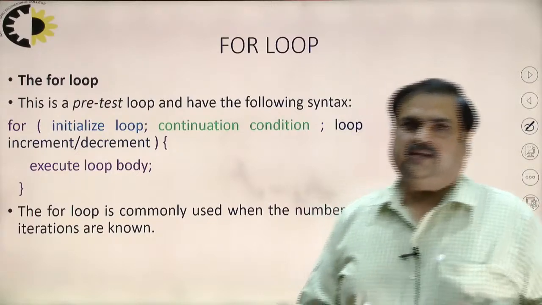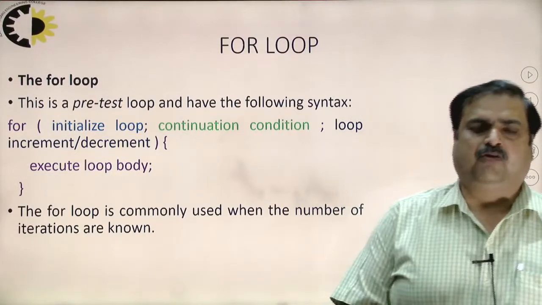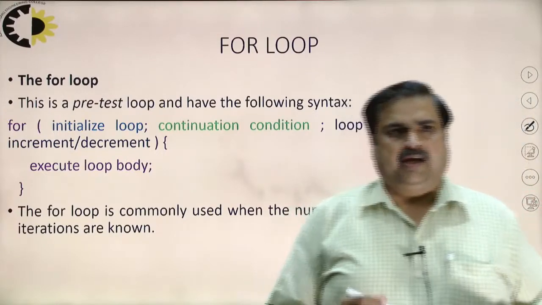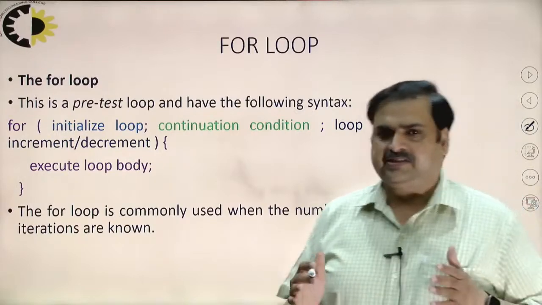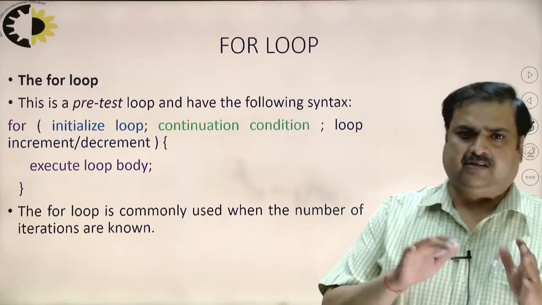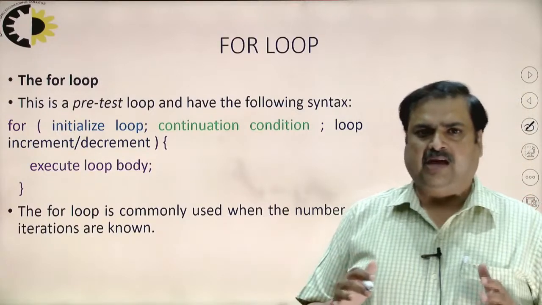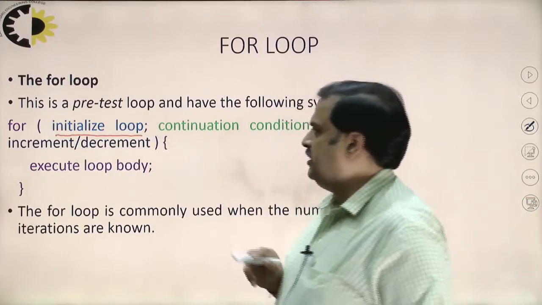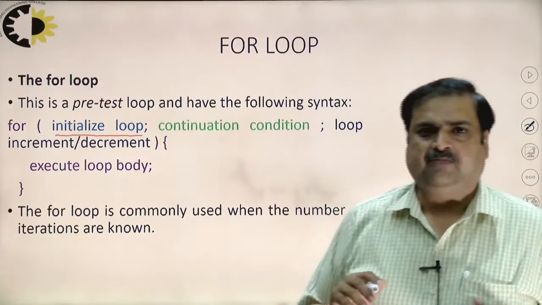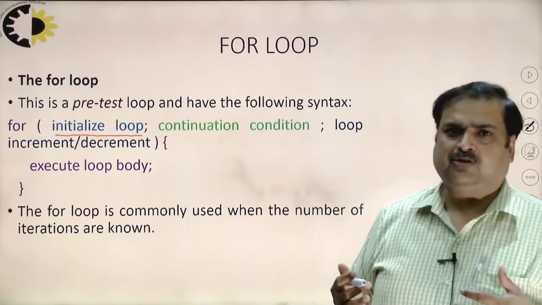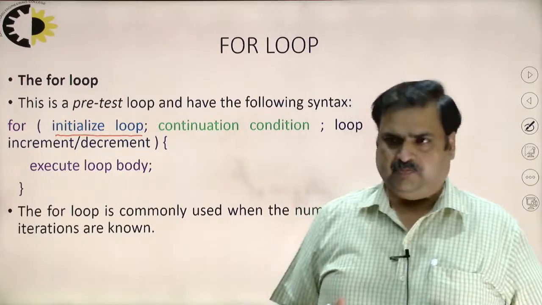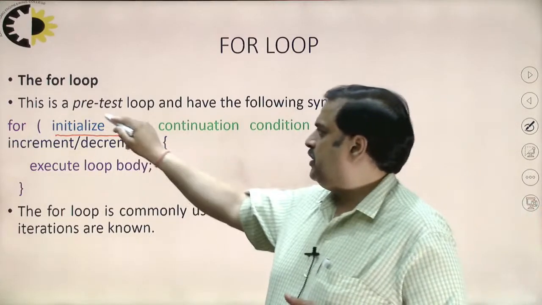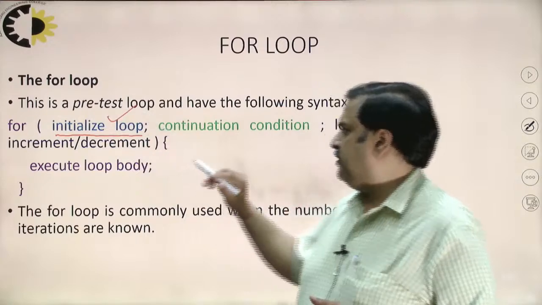Let's try to understand the for loop. The for loop is a very popular loop in most programming languages. It is a pre-test loop, and its syntax contains three parts. The first part is initialization of the loop. We can have some variables which we want to initialize before entering the loop. So in that situation, in the first part of the for loop, we can initialize those variables.